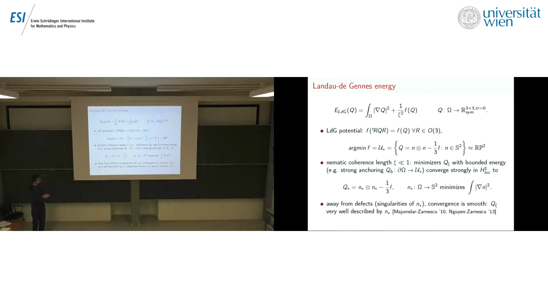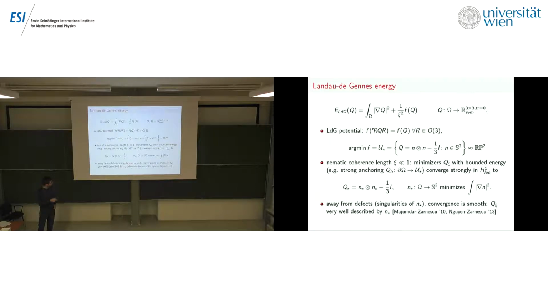Okay, so this is H1 convergence, which is nice. But when you speak about this H1 convergence, you don't really see the difference between defects and more regular parts. In fact, if you stay away from the defects, then this convergence is very good. Here I say convergence is smooth. I mean, it's basically uniform convergence of all derivatives as long as you stay away from the defects.